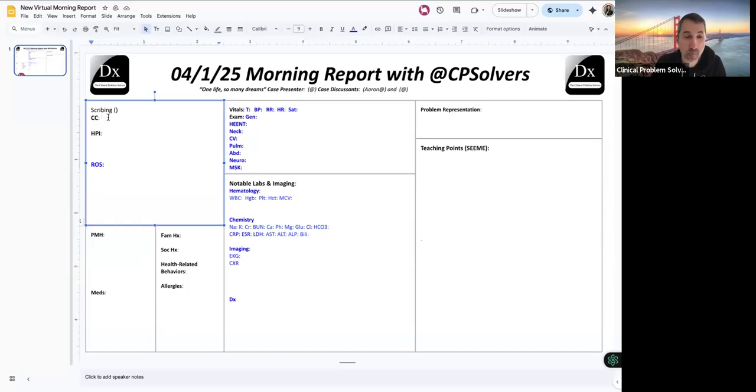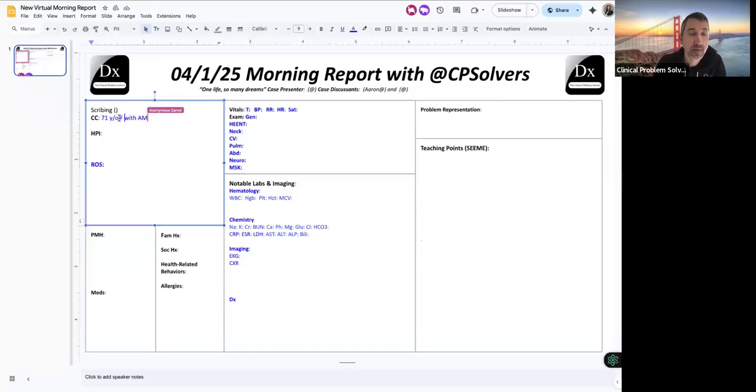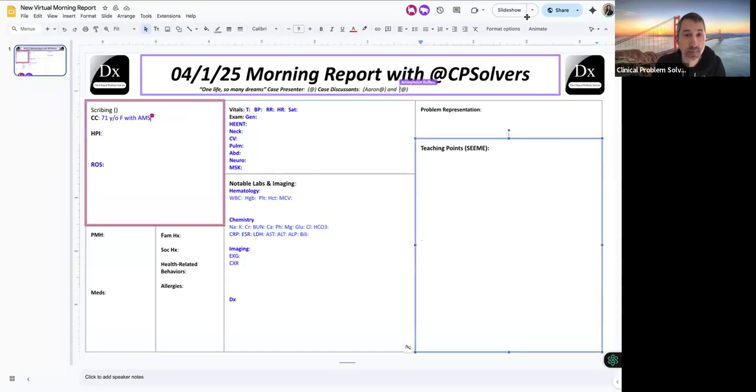Okay, so our chief complaint is a 71-year-old female presenting with altered mental status. I can stop here or give you more. That's okay, let's stop here. So A, how do you think broadly about altered mental status? We don't have too many details, but just your broad framework.